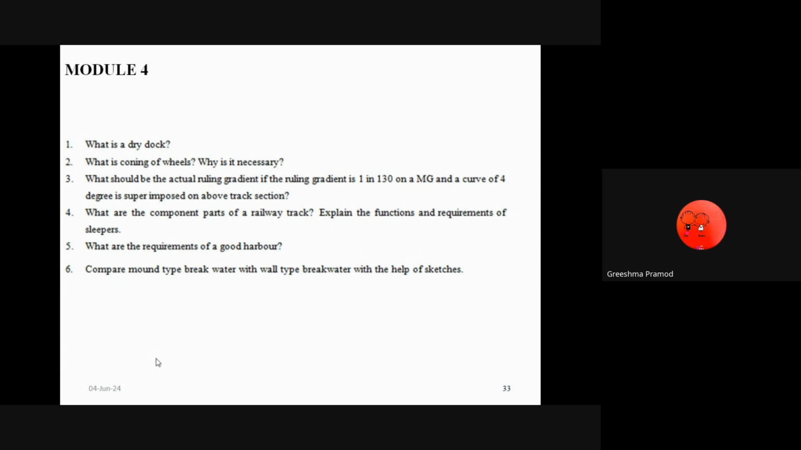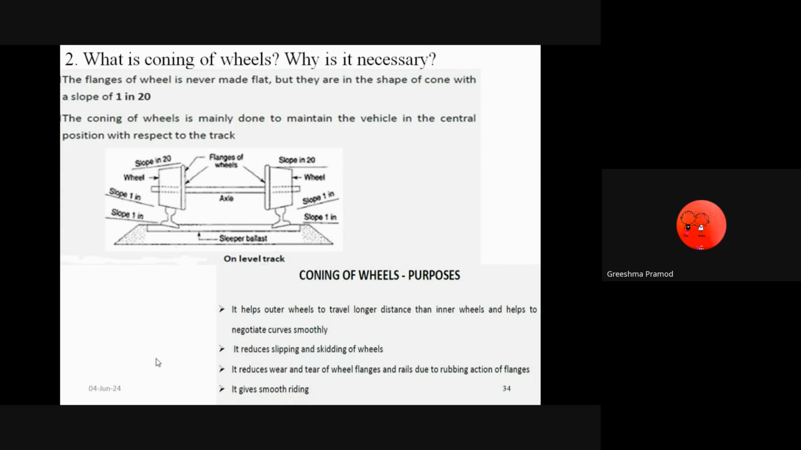What is coning of wheels? Why is it necessary? The tread of the wheel is never made flat. They are made in the shape of a cone with a slope of 1 in 20. That is known as the coning of wheels. The coning is mainly done to maintain the vehicle in the central position with respect to the track. So the figure for this coning of wheels is important. Please study the figure. Okay, so it's sloped at a rate of 1 in 20. Please write it fully. The slope 1 in 20.